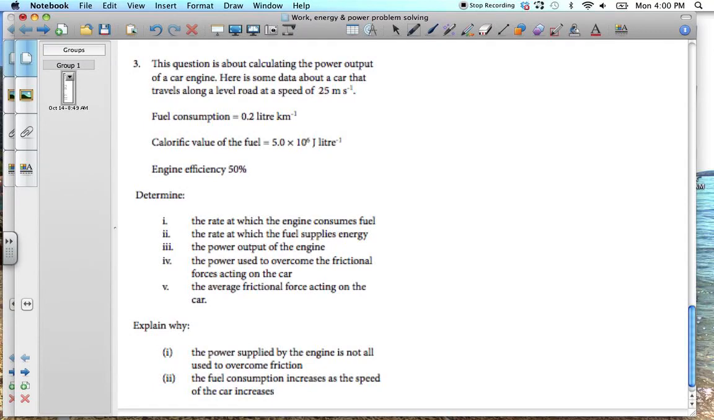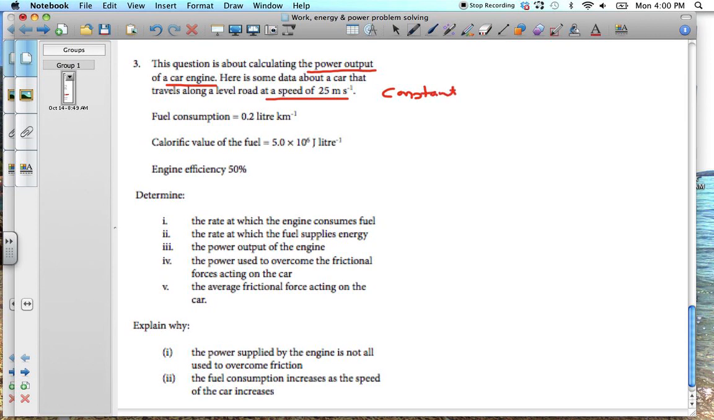Okay, so this question is about calculating the power output of a car engine. Here's some data about a car that travels along a level road at a speed of 25 meters per second. Now, this is important: the speed is 25 meters per second. It's constant.